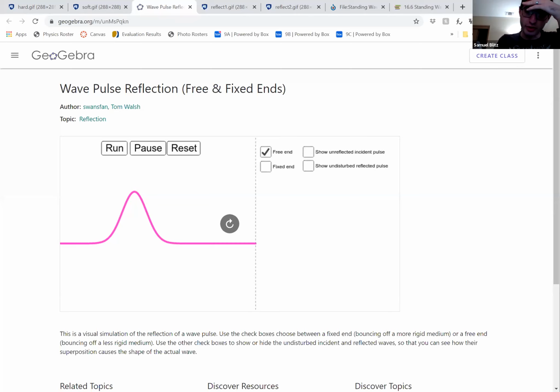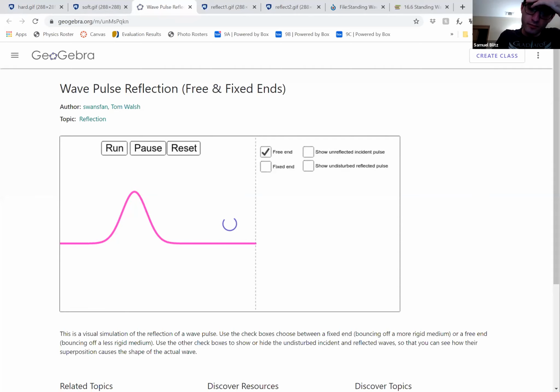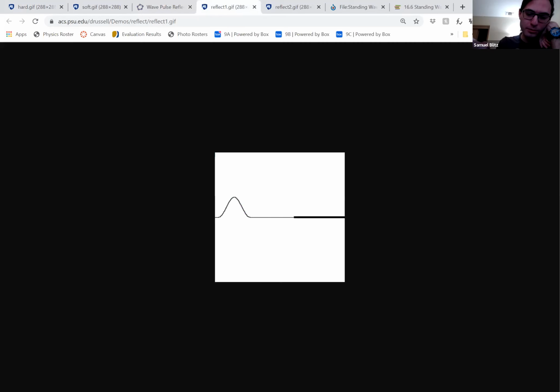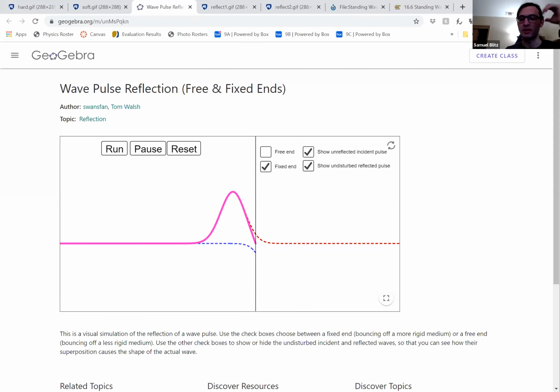Now hopefully, here we go. Okay, yeah, so here's a GeoGebra thing. There we go. Okay, so I'm going to have it run with a fixed end. So here it's running. You have a pink wave, and the pink wave is the real wave. Oh wait, it's not actually showing the ghost wave. That's not what I wanted.